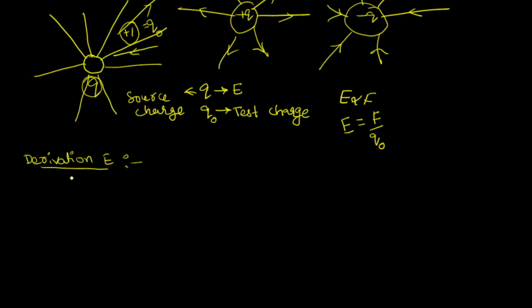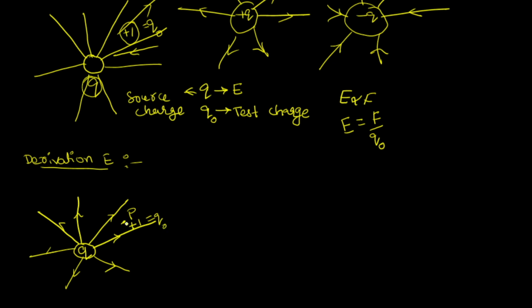Now for this purpose I am considering a source charge Q which is producing an electric field, and let's consider a point P in this electric field. If this is a positive charge, the field is outward; if it is a negative charge, the direction is inward. Don't worry. I am considering a point P which is in this electric field of this source charge. Now I am placing a unit positive charge, which is Q0, in this electric field at the point P.